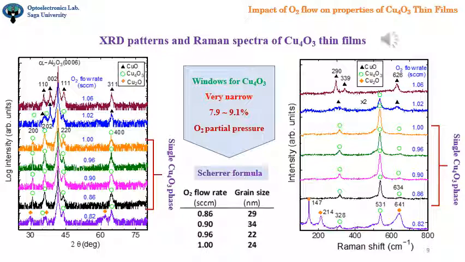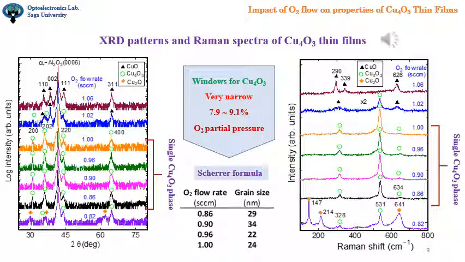A similar result can be found by Raman spectra. From 0.86 to 1.00 SCCM, a single phase of Cu4O3 can be detected from the Raman peaks at 328, 531, and 640. If we increase the oxygen flow rate to 1.06, we will find peaks from CuO, and if we decrease the oxygen flow rate to 0.82, we also find peaks from the mixed phase of Cu2O and Cu4O3. Therefore, the window for Cu4O3 is very narrow.